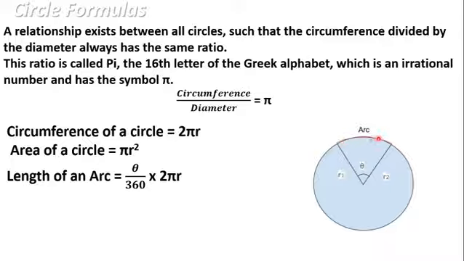Now the entire circumference of the circle, if you go around the circle like this, you have 2 pi r. We already established that up there. It's 2 pi r.